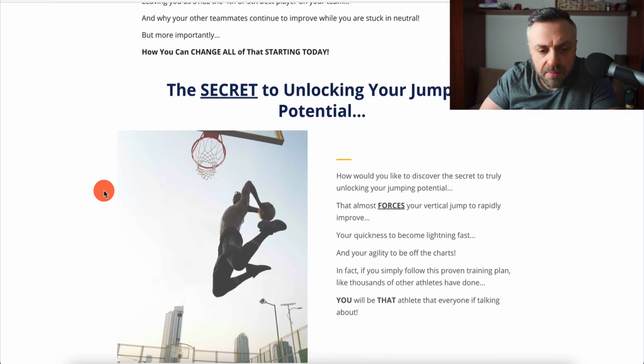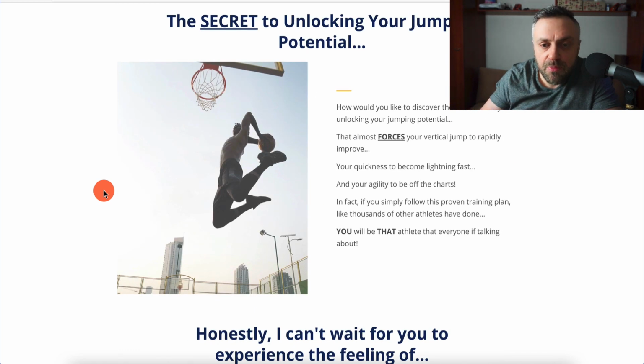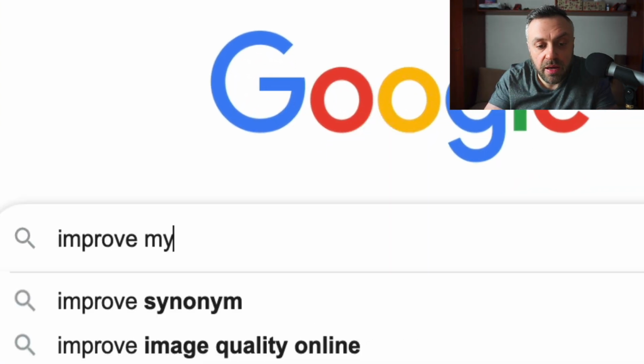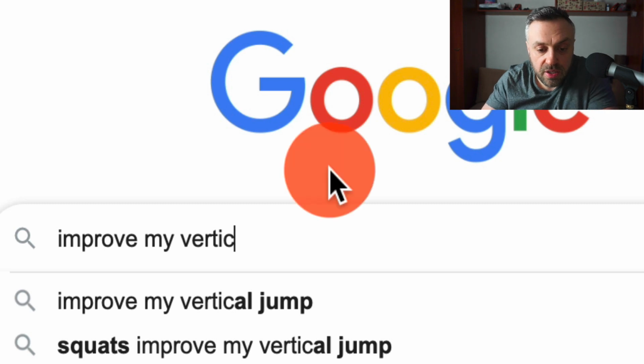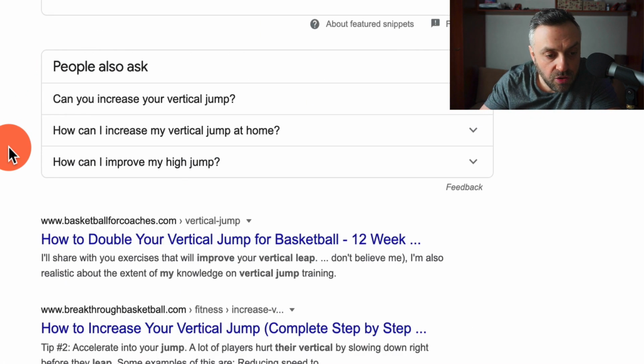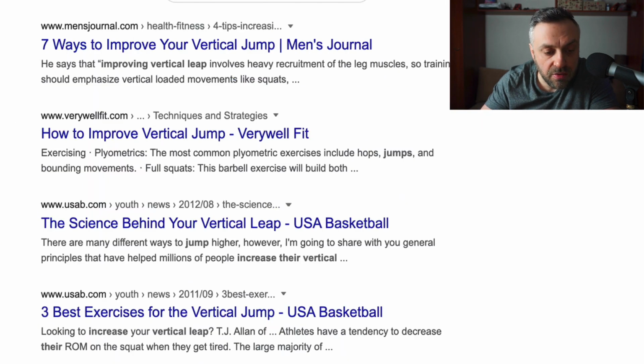Like me, honestly, up until that point, I had no idea that there's people that are trying to improve their vertical jumps. I used to play basketball many years ago, and I never really cared about my vertical jump, but now it makes sense to me. And apparently there's a lot of people, if you go on Google and you type something like improve my vertical jump, you're gonna see all of these results. We have 142 million results.